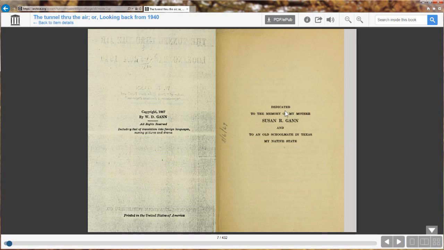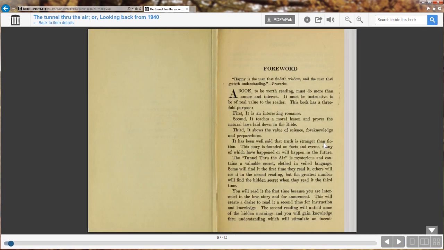And then we have Dedicated to the Memory of My Mother, Susan R. Gann, and to an old schoolmate in Texas, my native state. And one thing you might want to keep in mind, you probably don't know this, most people don't think this way, but in 1927, which you can see right here is the copyright of this book, Texas was the biggest state in the United States at that point in time, because Alaska, which is twice the size of Texas, was just a territory at that point in time. So Texas was the biggest and grandest of all the states. So there's a little extra pride in there that a lot of people probably don't realize when they're reading this book. So keep that in mind.